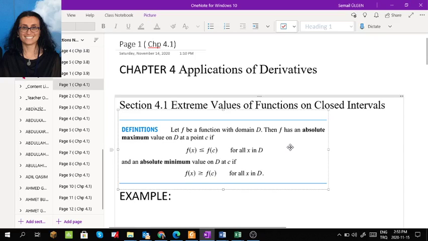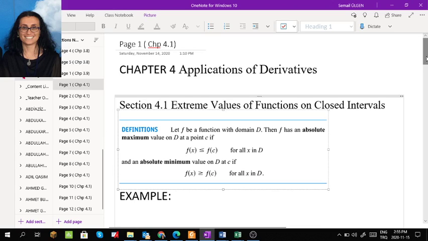We'll talk today about Chapter 4, Applications of Derivatives, Section 4.1, which is about extreme values of functions on closed intervals. We want to first give a definition of absolute maximum and absolute minimum. By extreme values, we mean absolute maximum value and absolute minimum value. So let's give a definition.